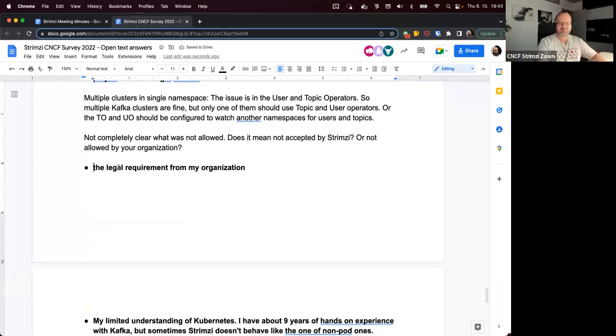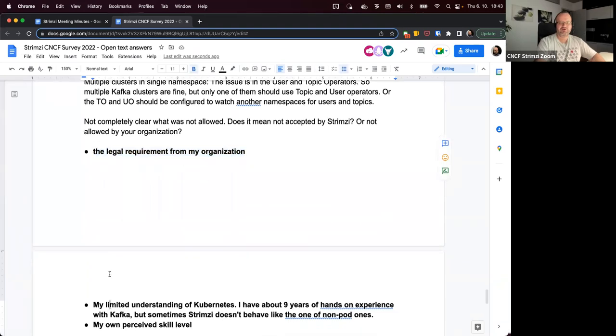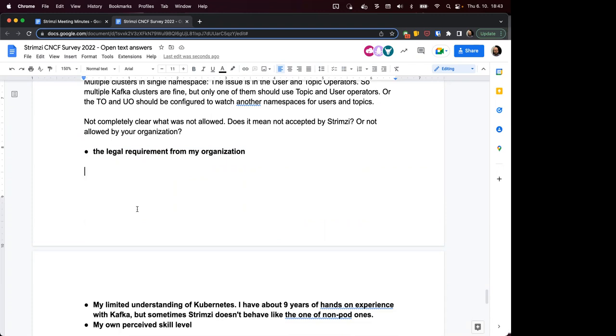Then the next one is the legal requirement from my organization. I guess that's sad, but there's not much we can do about it. I mean, it's Apache 2 license without any CLA. It's as open as you can get. Well, as enterprise friendly as we can get pretty much from an open source project.